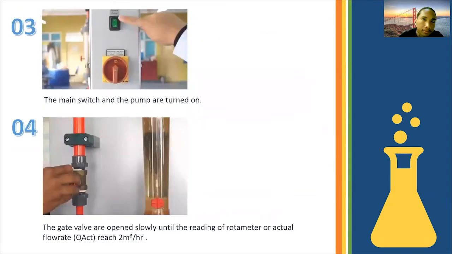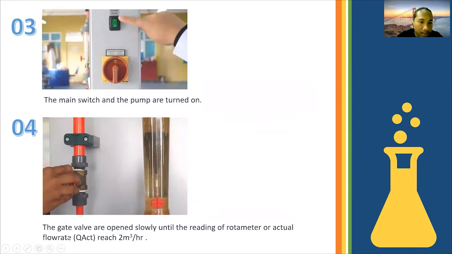The third step is the main switch and pump are turned on. The main switch is the red one, and the pump switch is the green one.